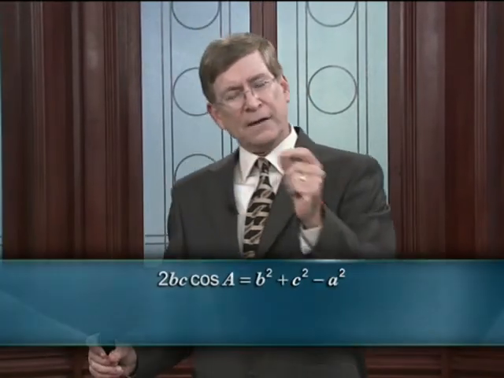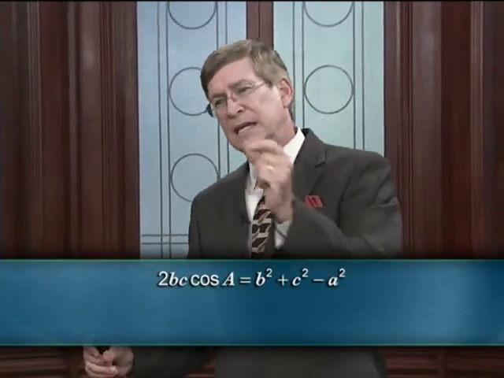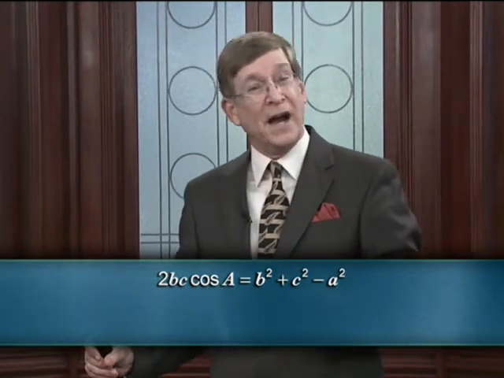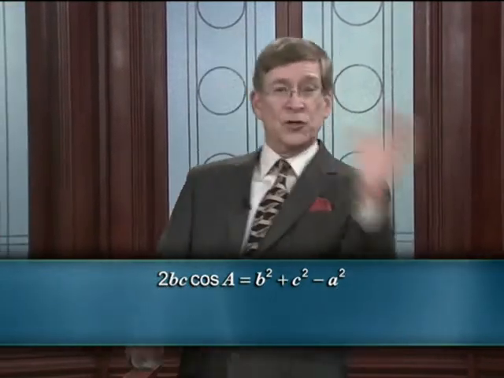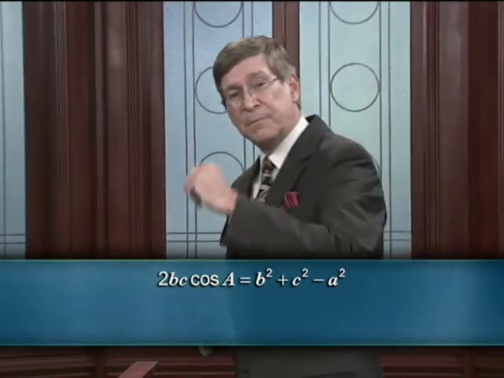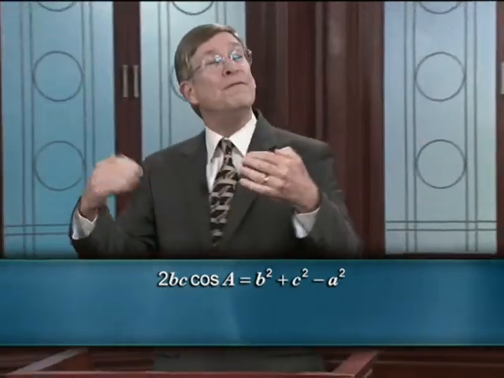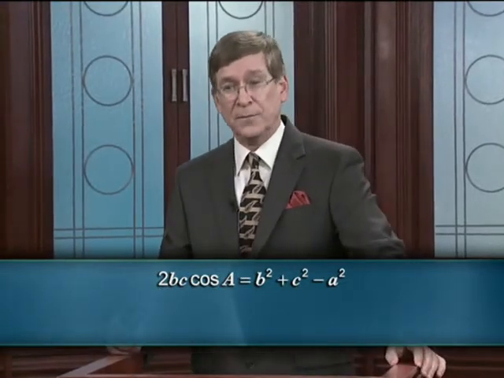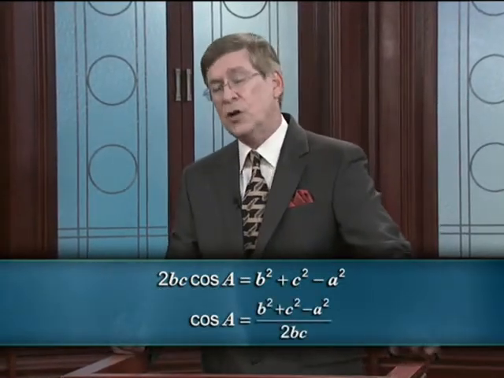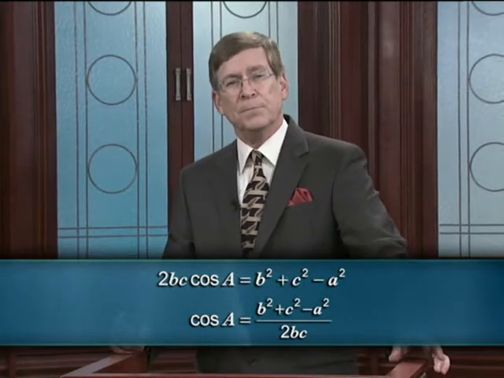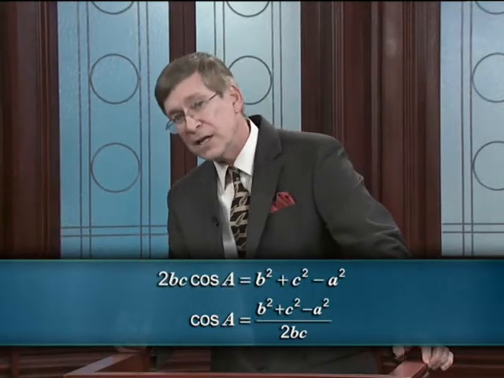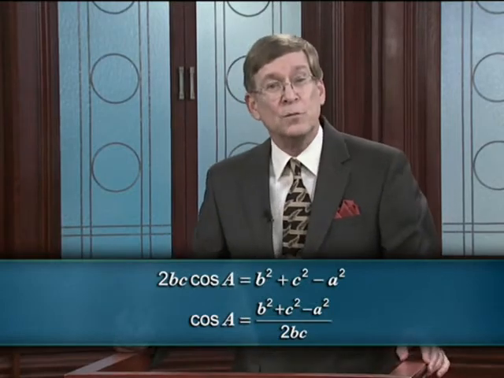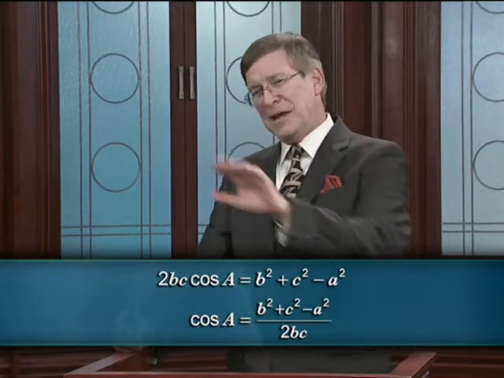Okay, but let's write the law of cosines a different way. Solve for cosine A in the original equation. Well, first you'd have 2bc cosine A equals b squared plus c squared minus a squared. In other words, I moved the terms around a little bit. And then divide by 2bc, and you have a new form of the law of cosines. Here it goes. Cosine of an angle A equals b squared plus c squared minus a squared divided by 2bc.